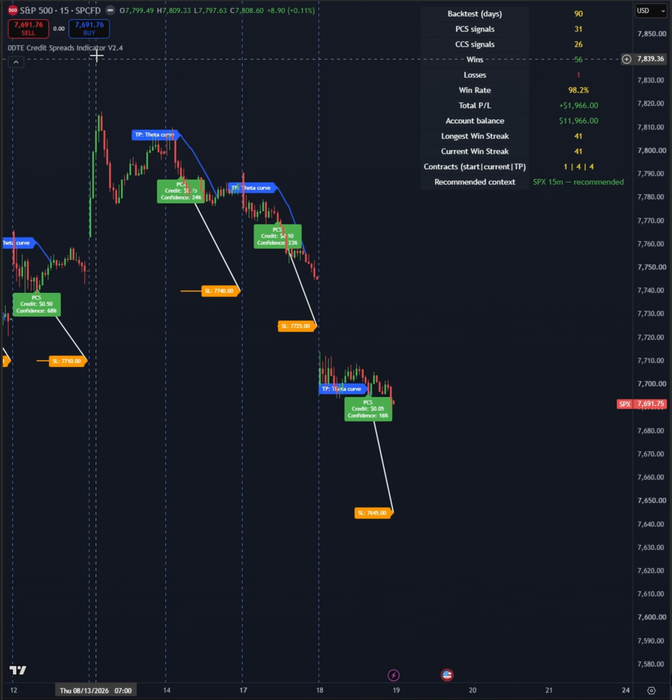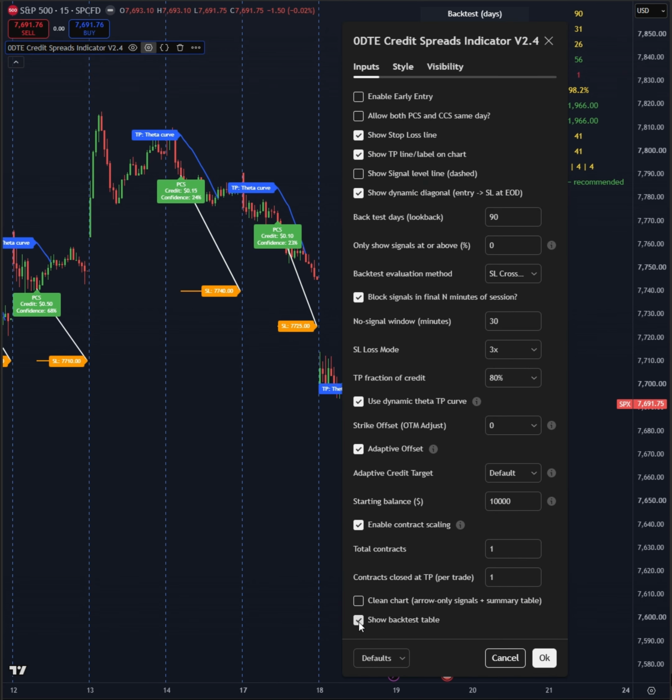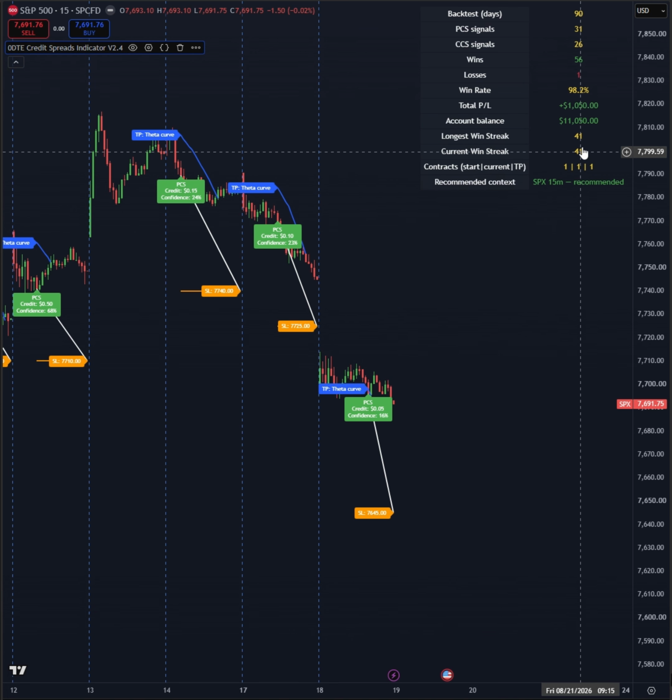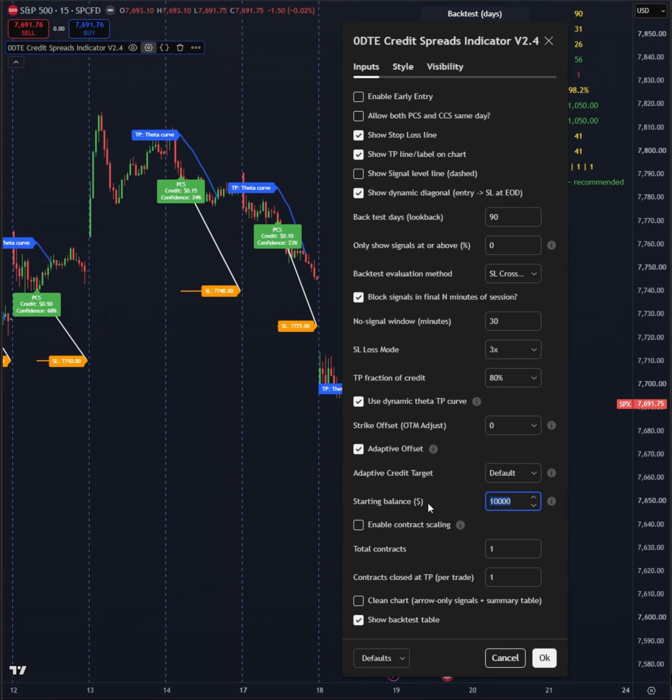So here's our backtest table, and typically when I trade, I like to have it off, but for this, I'll have it on. So if I started off with basically $10,000, and we'll get into more of what this contract scaling is, I can get one contract or two contracts or three contracts or whatever you want. And you'll notice that here's my total P&L, and then now my new account balance. It's basically those two, profit added to your original starting amount. It is kind of dummy proof.